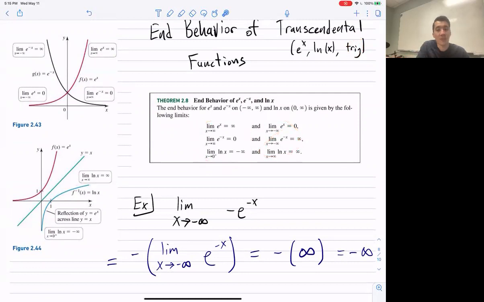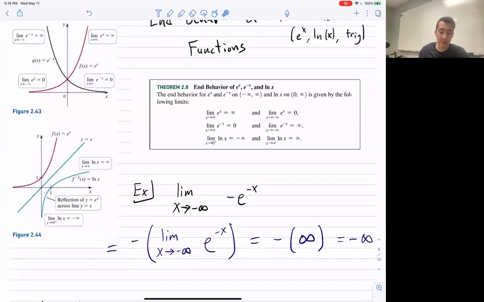And the way you can get those is by looking at the graphs, right? Here's e to the x. As we go to positive infinity, it goes to positive infinity. As we go to negative infinity, it goes to 0. And then if you take e to the minus x, which is just flipping it along the y-axis, if you go to negative infinity, it goes to infinity. If you go to positive infinity, it will go to 0.